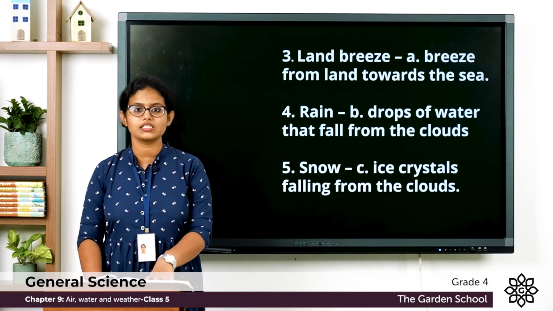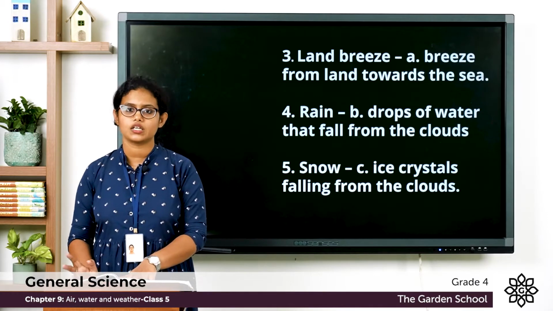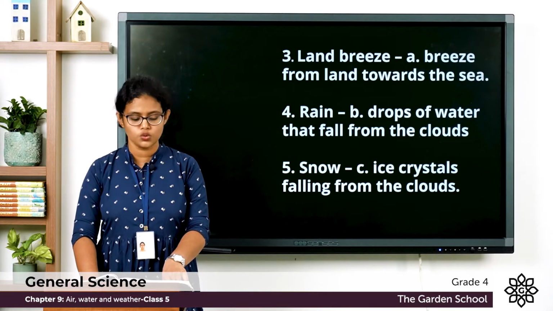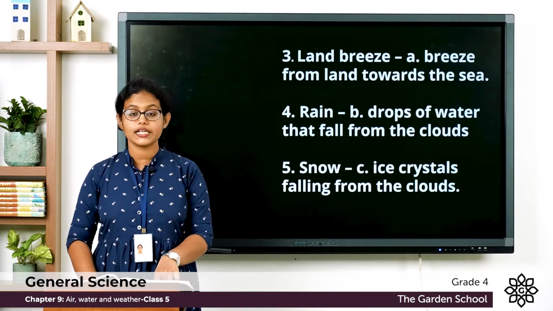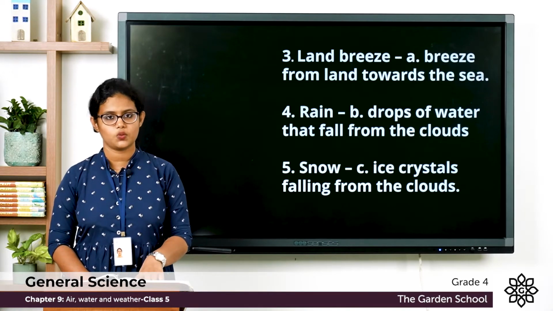Fourth one, rain. You can match with letter B. Drops of water that fall from the clouds. What about the last one? Fifth, that is snow. You can match with letter C. Ice crystals falling from the clouds.